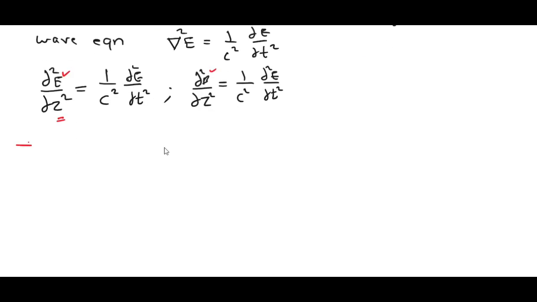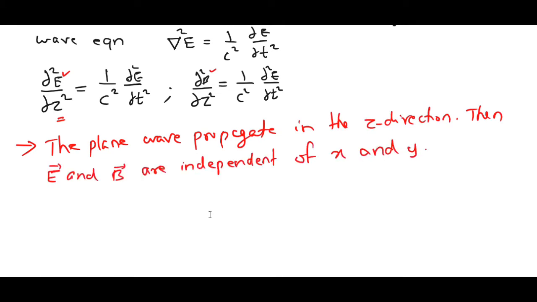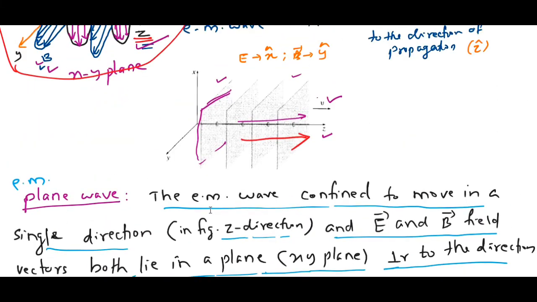Here we can write: the plane wave propagates in the z direction, then the electric and magnetic field are independent of x and y. If you see this picture, that is very clear. Both the electric and magnetic field, E and B, lie in this xy plane, and they are independent of the propagation direction, that is z.